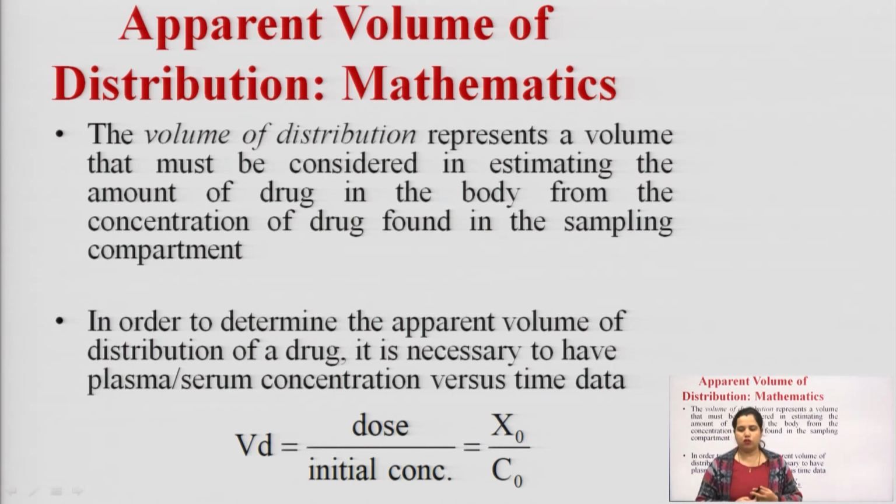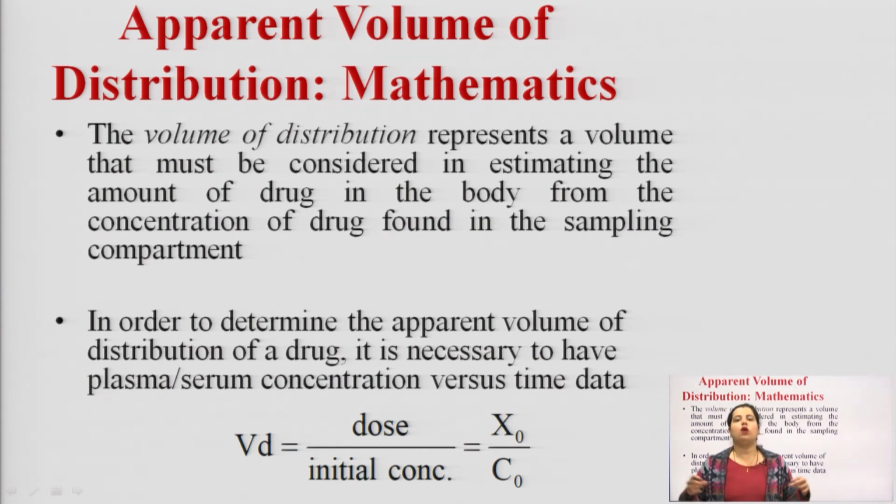So, how can the apparent volume of distribution be mathematically expressed? The volume of distribution represents a volume that must be considered in estimating the amount of drug in the body from the concentration of drug found in the sample compartment. Yes, we are considering that first it is entering a central compartment, and then it is spreading to the adjacent compartments like body tissue, body fluids and other vital organs. The central compartment will be considered as your systemic circulation or blood plasma compartment. So, it must be considered in estimating the amount of drug in the body from the concentration of drug found in the sampling compartment.